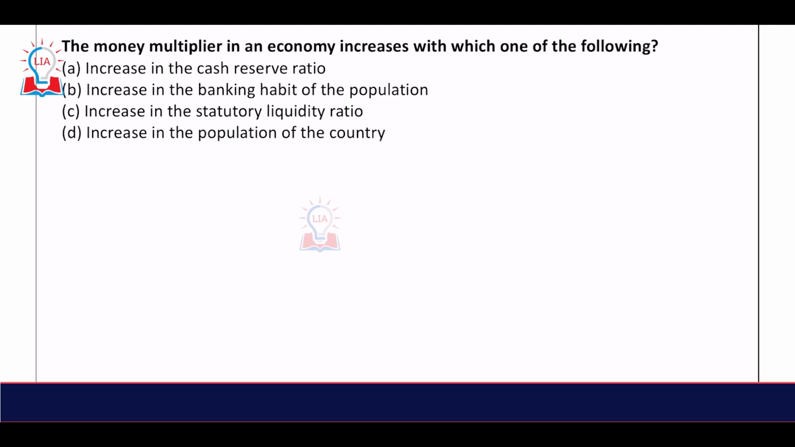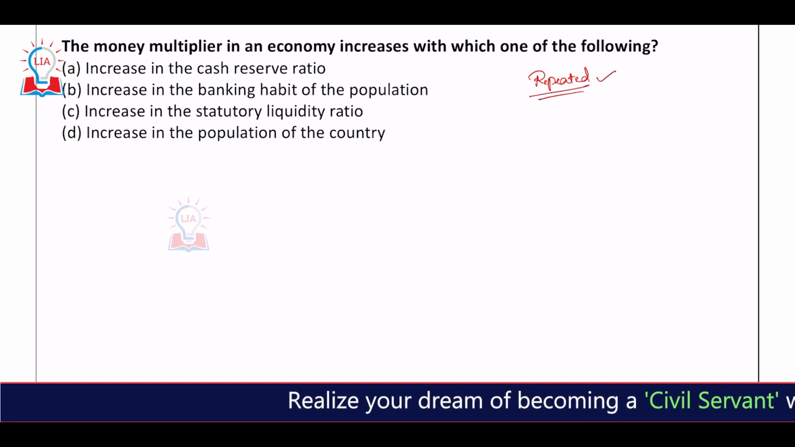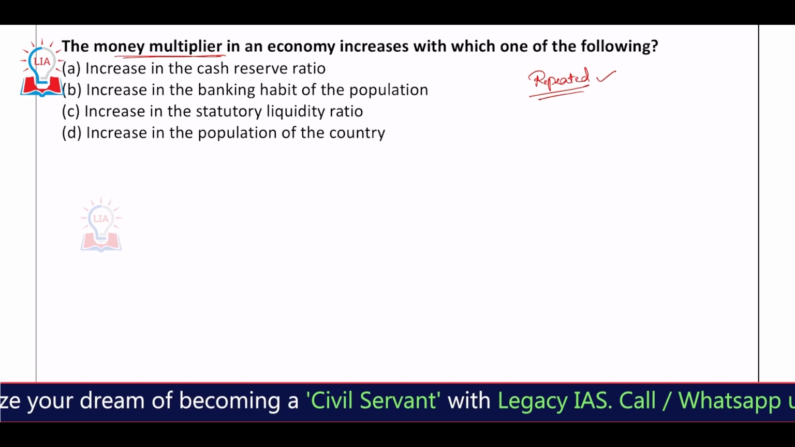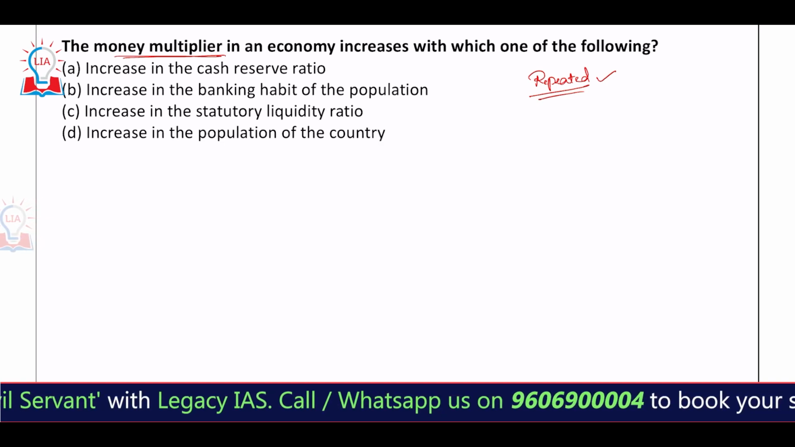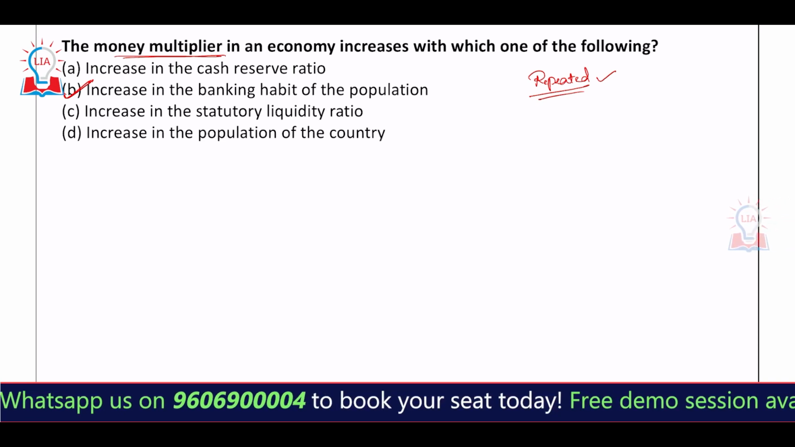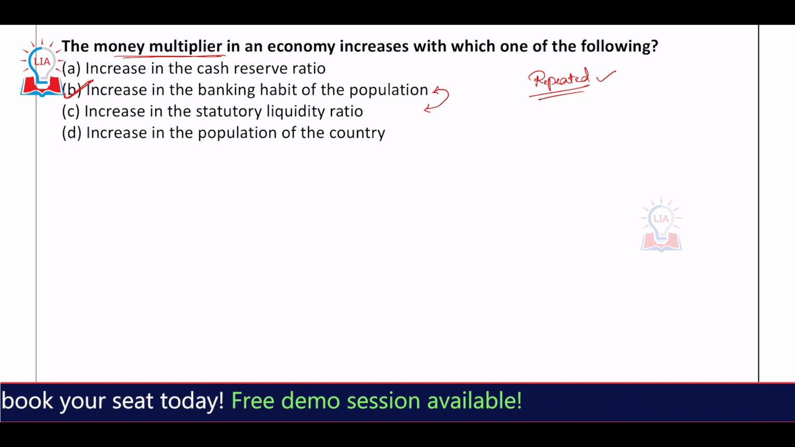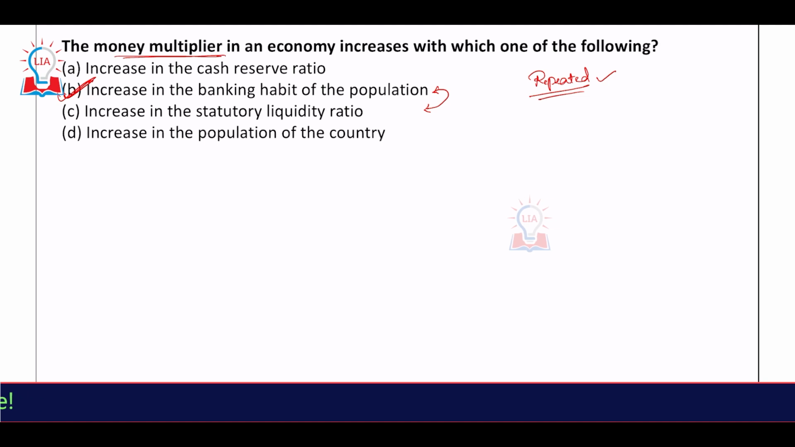So let's see the first question. This is a repeated question, I would say, as in this question was repeated again later in the year 2021. So the money multiplier effect, they have not changed even the options. So the money multiplier in an economy increases with which one of the following? For this, the answer was pretty straightforward, right? Increasing the banking habit of the population. The only change they have made in this particular question is they have interchanged the options here, right? So C was B then and B was C. That's about it. They did not change anything else. Okay. So first question answer, the answer is B.